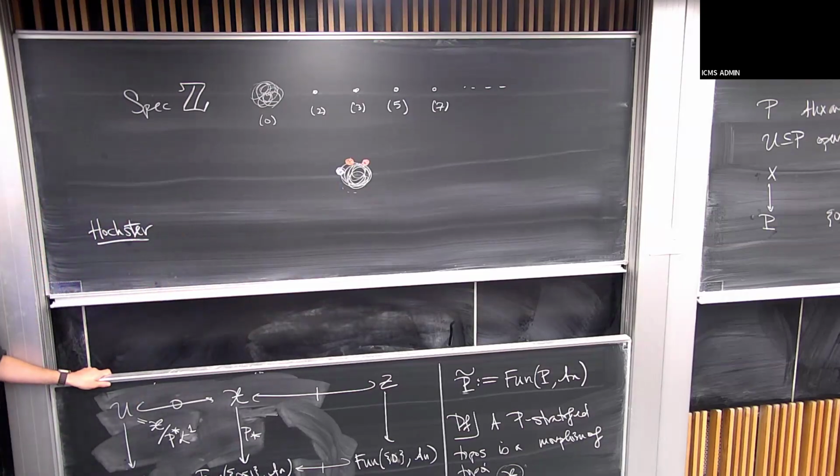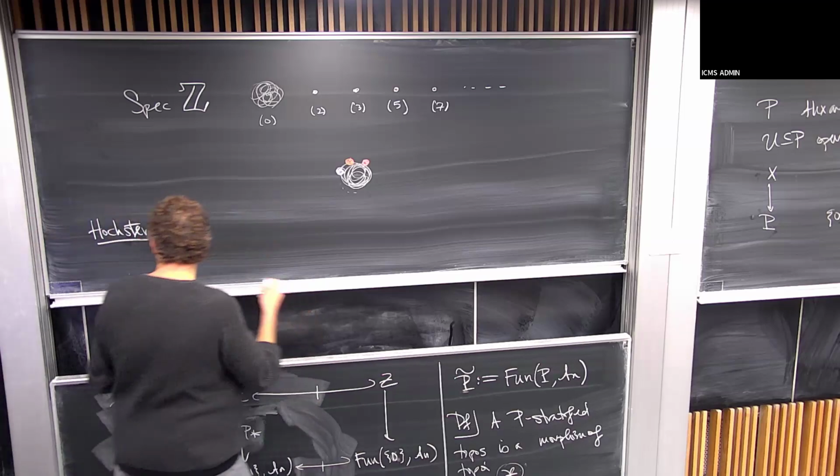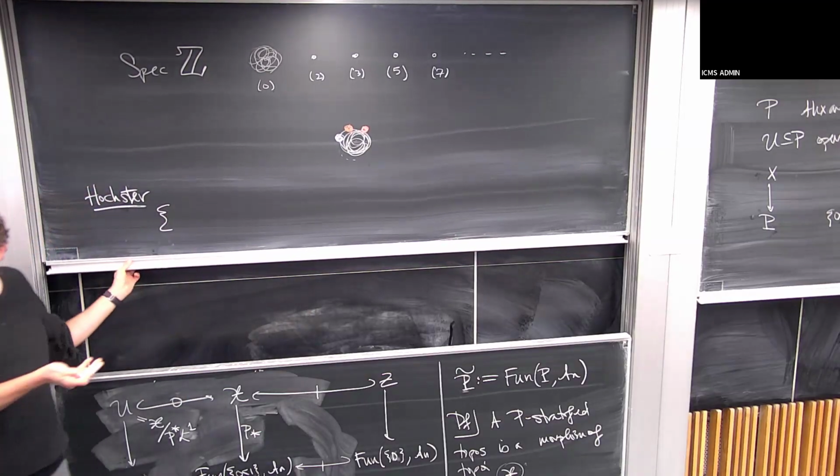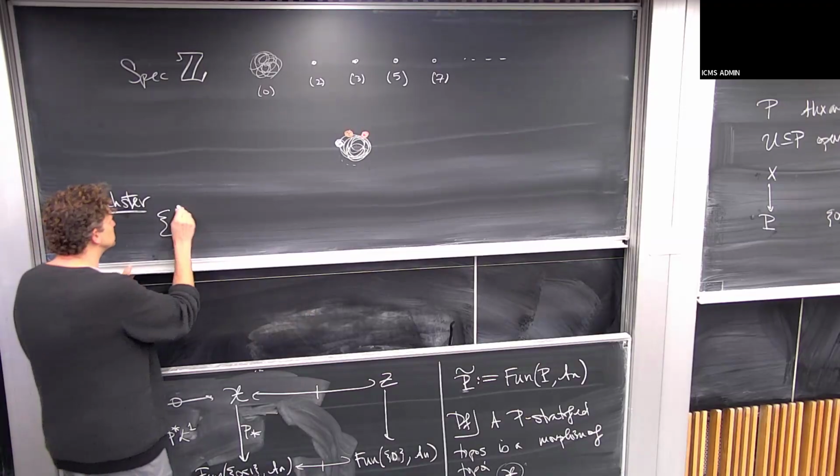Was he the person who showed that a spectral topological space is the Spec of a ring? Yeah. Okay, well. Yeah, okay, so. There is a particular kind of topological space called a spectral topological space.